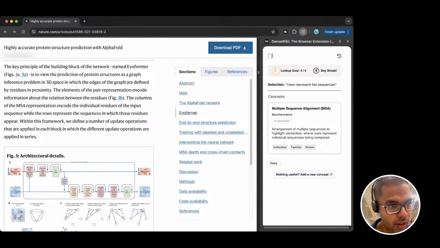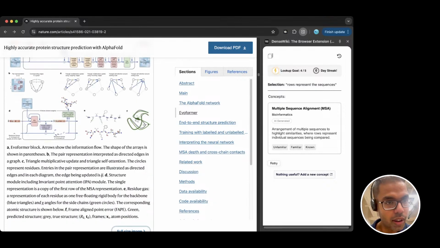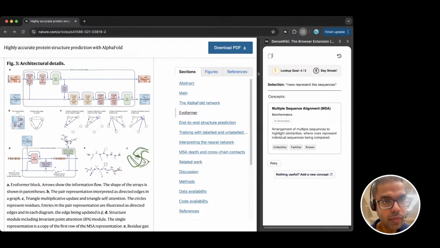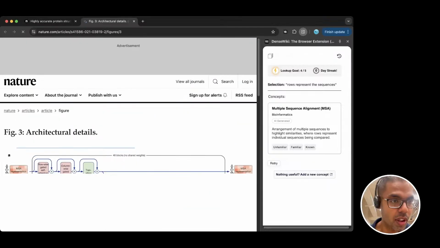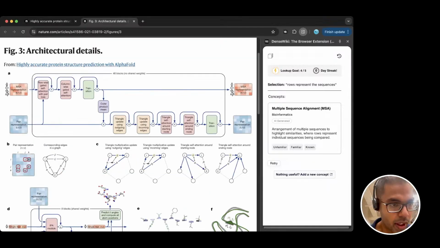Okay, let's look at 3A. 3A is okay. I get the MSA representation, right? These are the columns and the pair representation. Pair with bias, column-wise gets itself.